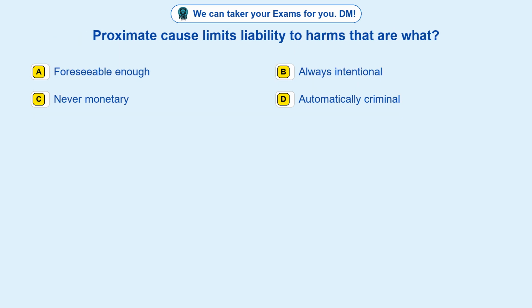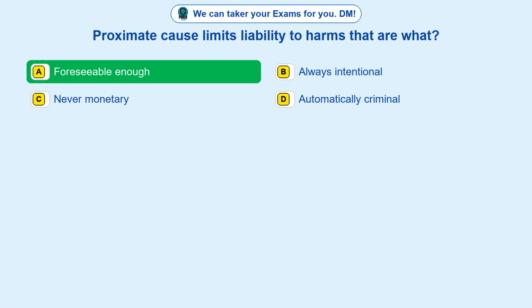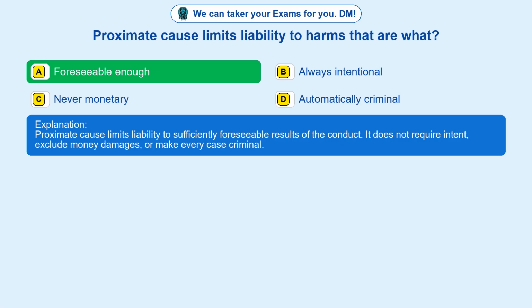Question 49. Proximate cause limits liability to harms that are what? Option A, foreseeable enough. Option B, always intentional. Option C, never monetary. Option D, automatically criminal. The correct answer is option A, foreseeable enough. Proximate cause limits liability to sufficiently foreseeable results of the conduct. It does not require intent, exclude money damages, or make every case criminal.